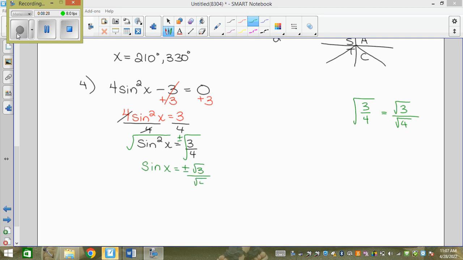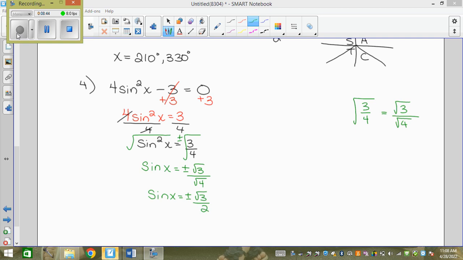Now, why would I write them separately? Because root 4 is going to turn into what? 2. And is root 3 over 2 on your unit circle? Yeah, that looks a heck of a lot better. So we have sine x equals plus or minus root 3 over 2.